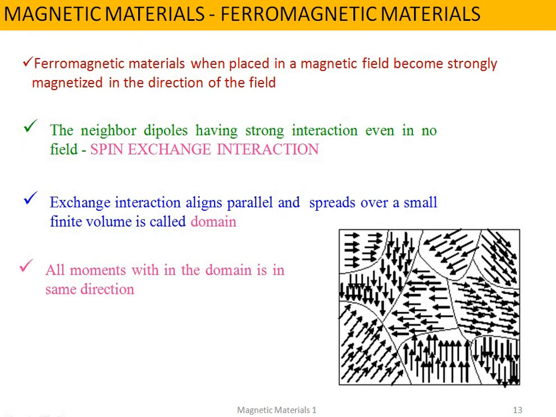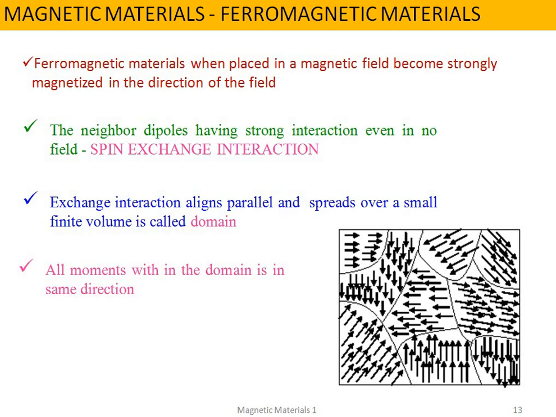The next one is ferromagnetic materials. Ferromagnetic materials are a special class of magnetic materials. These materials possess strong magnetization, a very strong magnetic field. When they are kept under a magnetic field, they get strongly magnetized. What is the reason why they are strongly magnetized? Because they possess spontaneous magnetization.